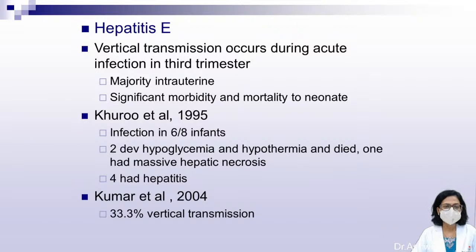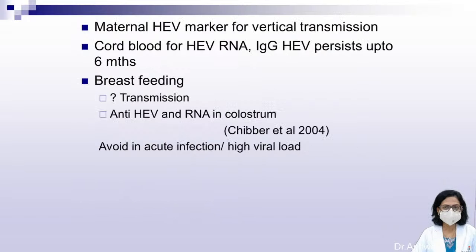So vertical transmission occurs when the infection occurs in the third trimester, and it's mainly intrauterine, and studies have shown that babies have been born with signs of infection if the mother had infection in the third trimester. So maternal HEV is a marker for vertical transmission. The cord blood can be tested for HEV RNA, because IgG may persist for many months as it is passively transmitted from the mother. As for breastfeeding, the risk of transmission is low, although the viral particles can be demonstrated in colostrum, so it should be avoided in acute infection or if there is high viral load.